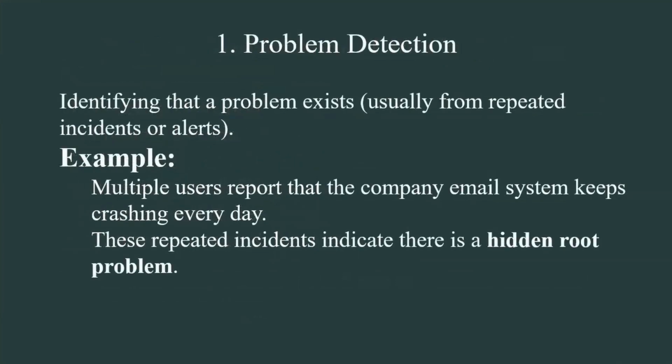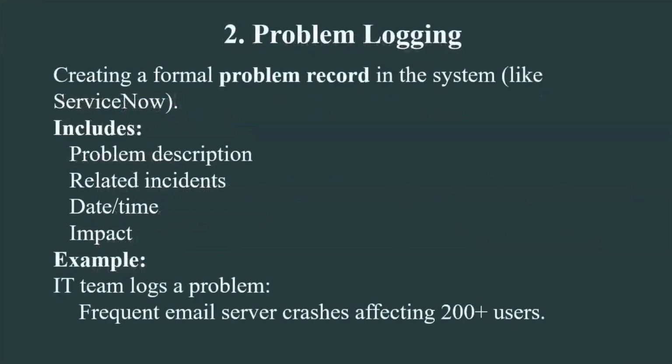Problem detection. This is the first step. It means identifying that a problem exists. Usually, this happens when multiple incidents are reported or alerts are triggered. For example, many users report the email system is crashing every day. This indicates a hidden root problem. Problem logging. Once detected, we create a problem record in the system. It includes a problem description, related incidents, date and time, and impact. For example, frequent email server crashes affecting 200 plus users.